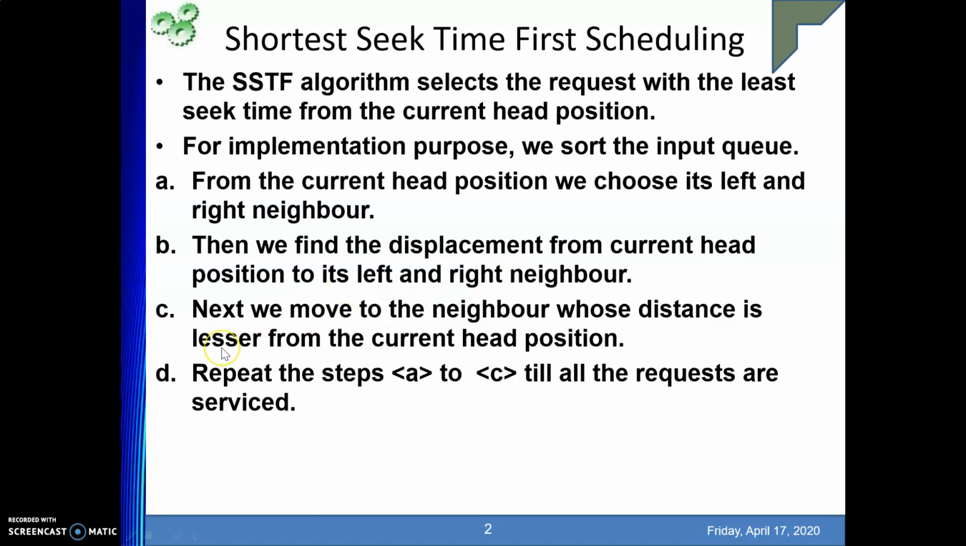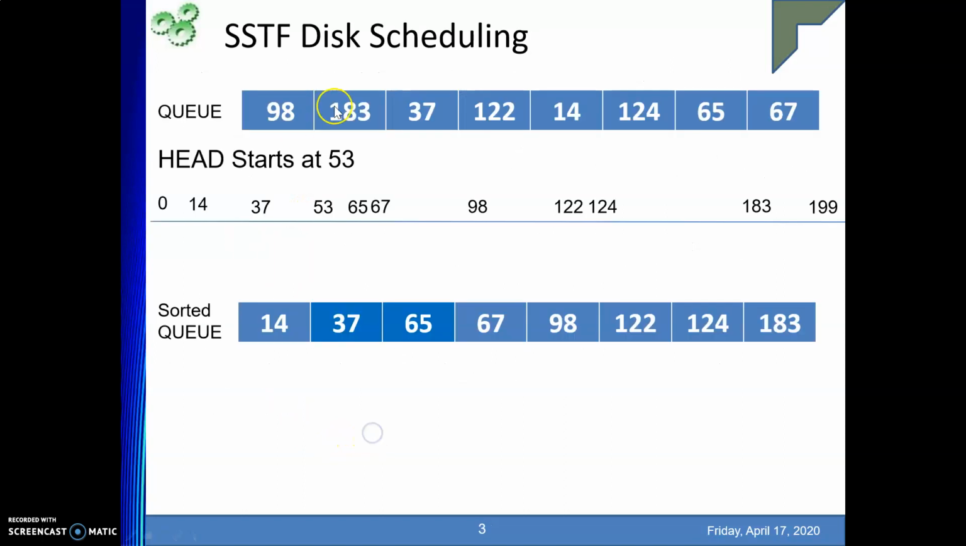And then we'll move to one particular position after doing this head movement. From that position, again we'll repeat steps A, B and C till we service all the requests. So this is the algo, right? Next we'll see this algo with one example. Suppose our input queue is given like this. First 98, then 183. That means requests are coming for cylinder number 98, then 183, like this. And the current head position is at 53, right?